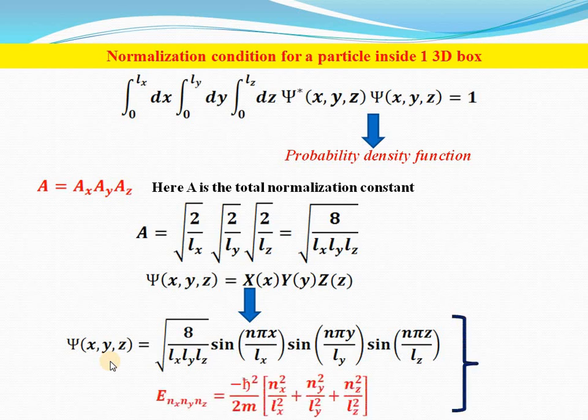Similarly, the energy expression will also be a sum along the three dimensions x, y and z. So the energy expression for a three-dimensional system for a particle inside a box will be like this: nx square by Lx square plus ny square by Ly square plus nz square by Lz square, where minus h cross square by 2m is a common factor, so it comes outside the bracket. So this is the energy expression for a particle inside a three-dimensional box, and this is the expression of the wave function for a particle inside a three-dimensional box system.